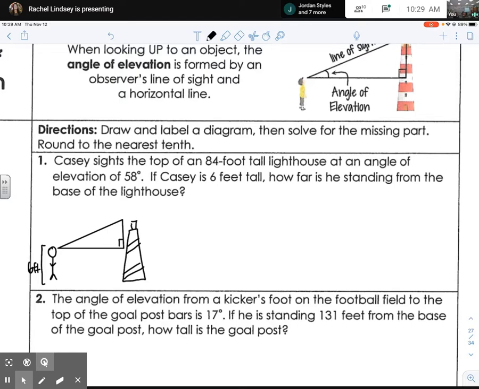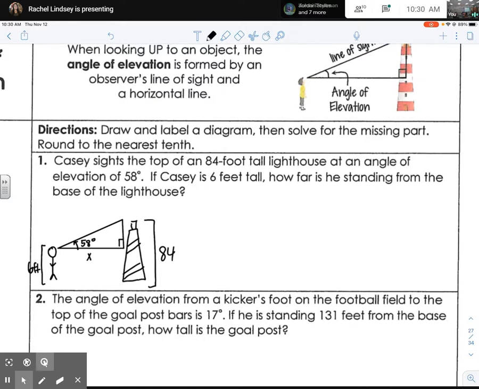I'm going to go back and make sure I have everything. It says the lighthouse is 84 feet tall, so the whole lighthouse is 84 feet tall. Casey is 6 feet. The angle of elevation from his original line of sight to the top is 58 degrees. So this right here as it elevates would be 58 degrees. It wants to know how far he's standing from the base of the lighthouse, so that would be the distance from him to the lighthouse. Now our picture is fully drawn. We just have to find one thing. We're focusing on that triangle.